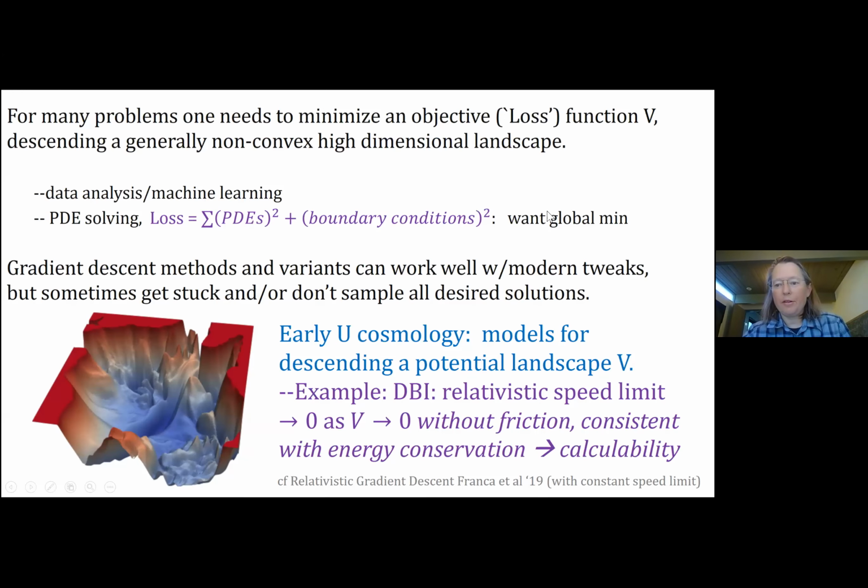So, okay, as Jim already nicely introduced, for many problems, we have some sort of loss function. We'll use physicsy language and call this V, often the notation for potential energy. And we want to descend this, and it's typically non-convex. So of course, everybody in this field is familiar with that in the context of machine learning and more general data analysis.